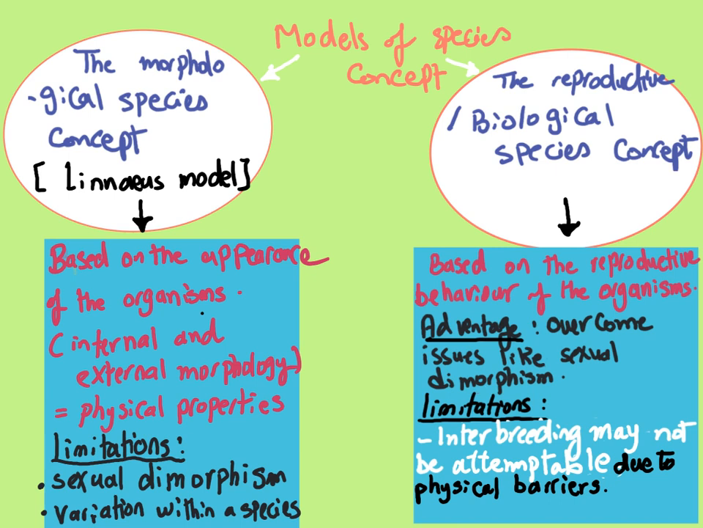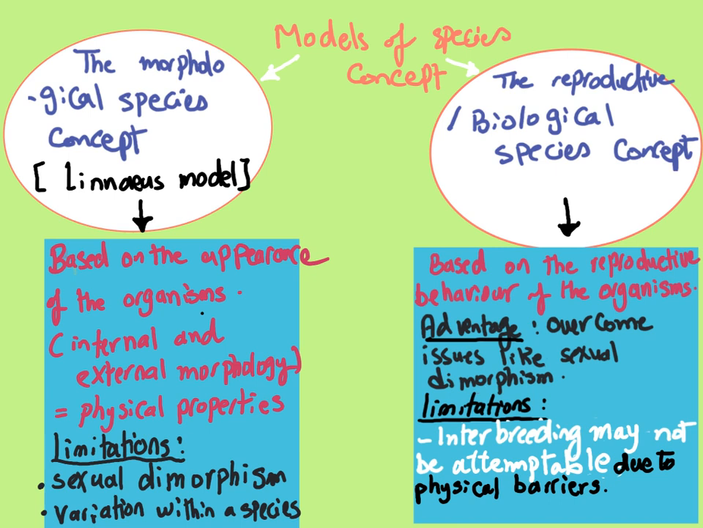We explained last lesson that the Linnaeus model depended in its definition only on the appearance of the organism, the morphology of the organism, internal and external. So we can refer to the shape of the living organism, the shape of the limbs, the skull, some of the internal features and also the external features. We call both of them physical properties. By physical, we mean here the internal and external morphology of the living organism.